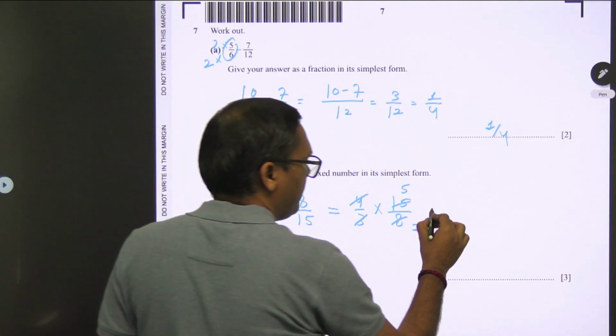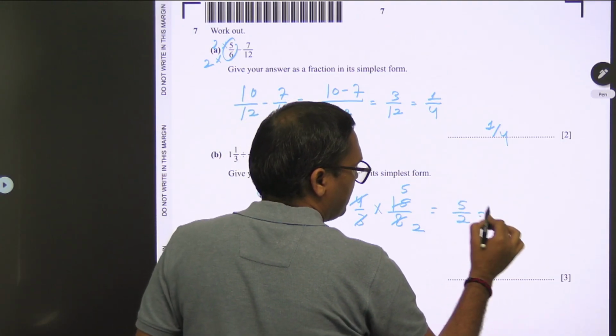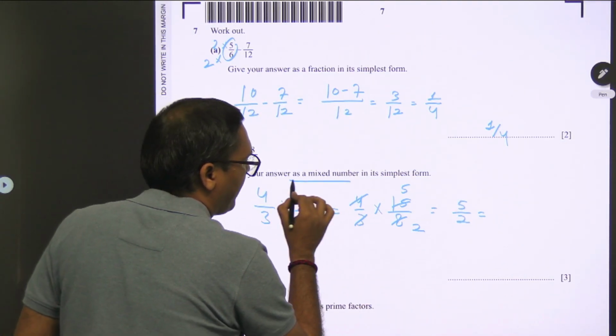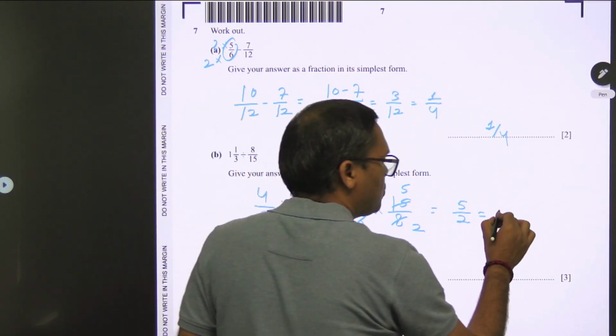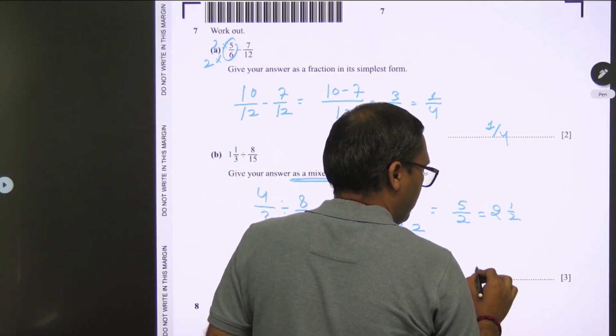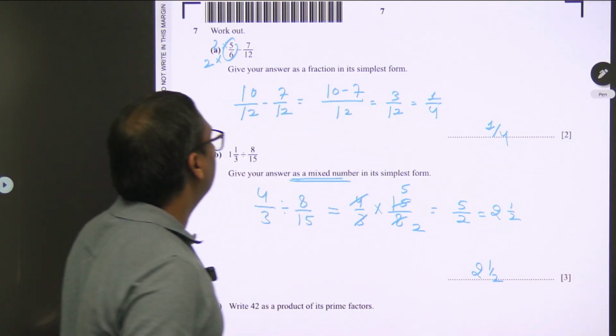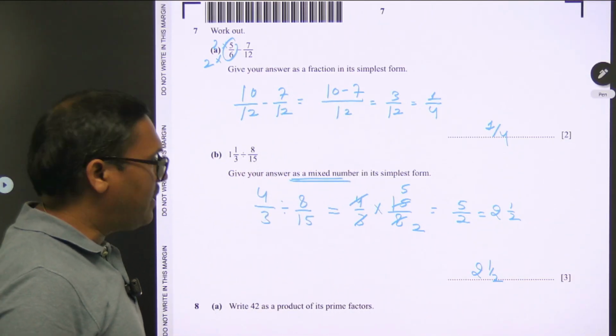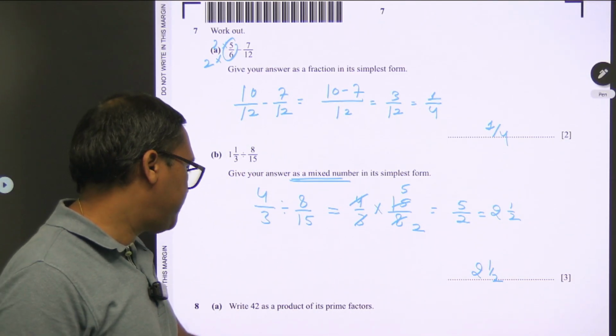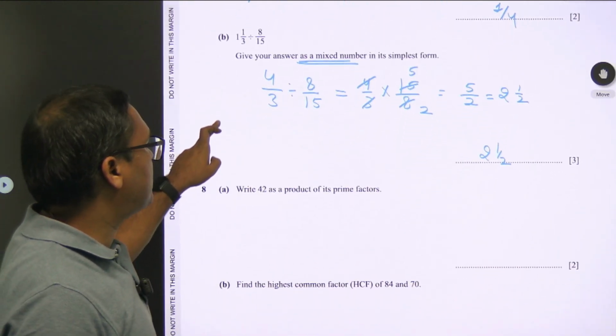So what is the value remaining? This is 5 by 2, which you have to write as a mixed fraction number. So what is this? This is 2 and 1 by 2. So what is the answer? 2 and 1 by 2. So let's check the answer for 7. 2 and 1 by 2 and 1 by 4 is the answer for this question. Okay, so now the next one.